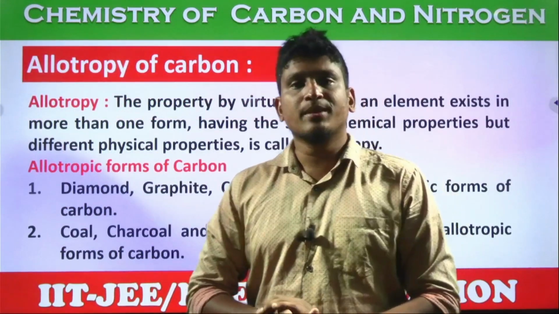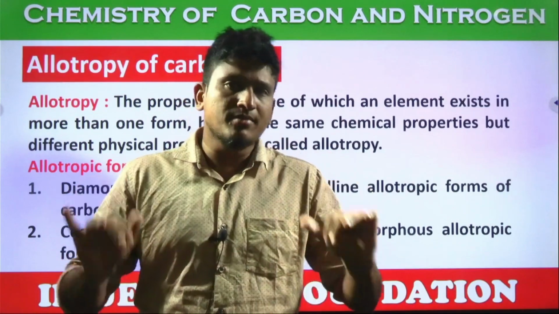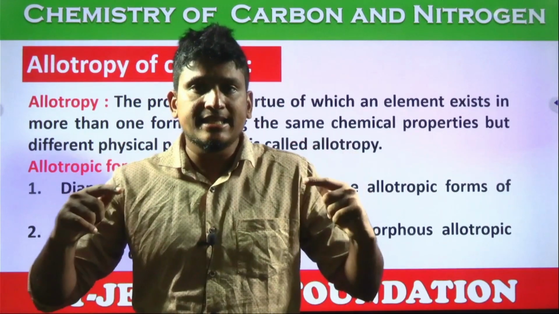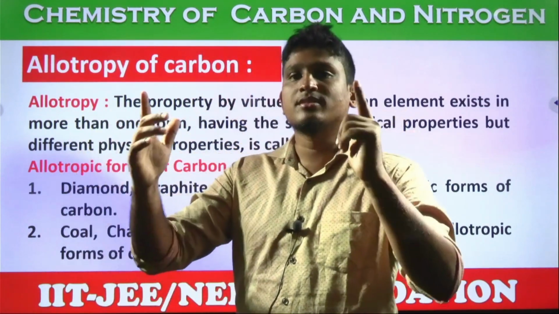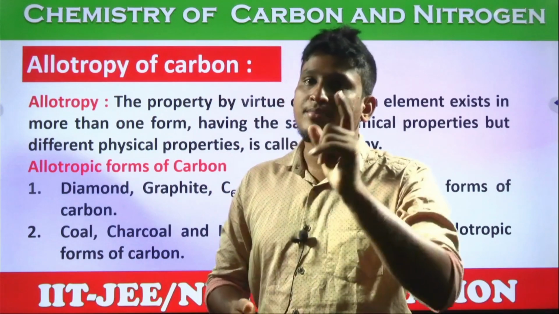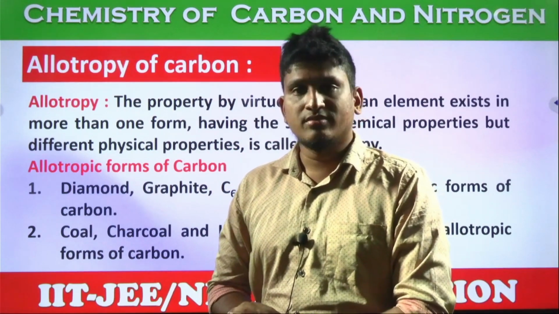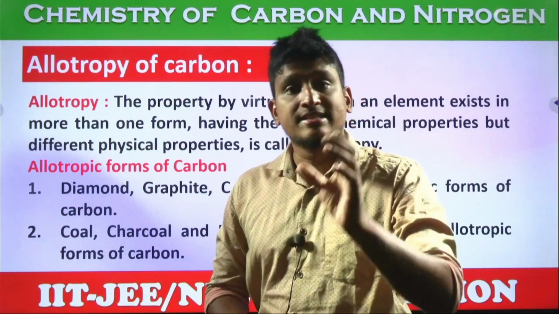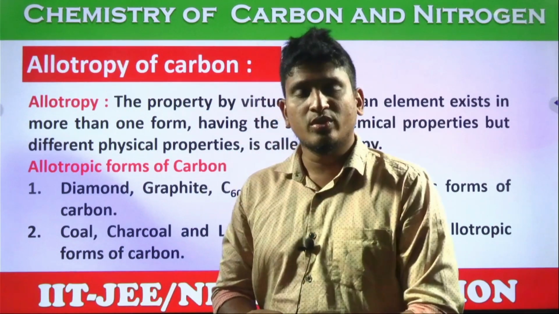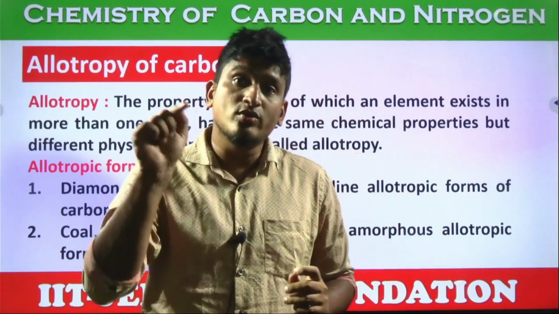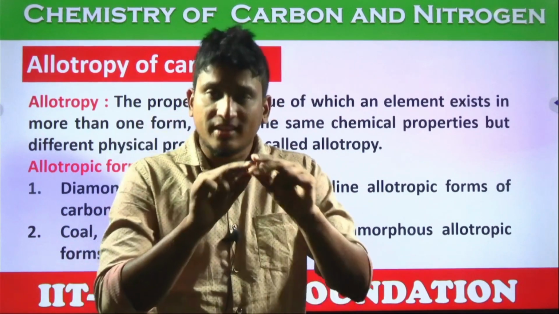So what is allotropy? Allotropy means, students, the same element can exist in different physical forms. That is called allotropy. For example, oxygen. What is oxygen? O, right? How does it exist? It exists as oxygen gas, O2. It can also exist as ozone, O3. Yes or no? They are allotropes.